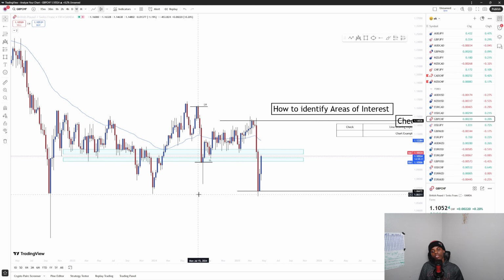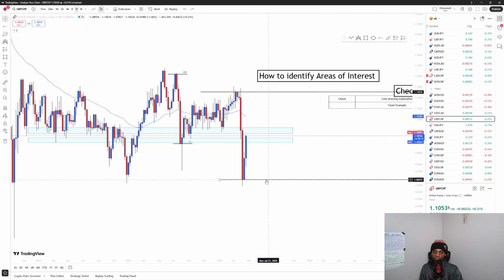But whenever I have areas of interest this close to each other, I just remove one until price closes above my first, and then I might re-identify it. I don't want the chart to look too messy. That's just me personally, but if you want, you can leave all of the areas of interest.